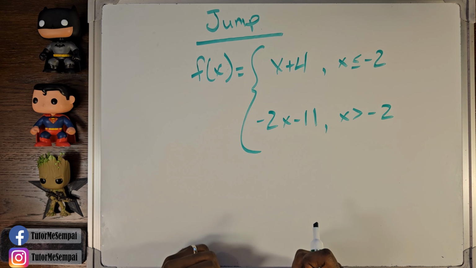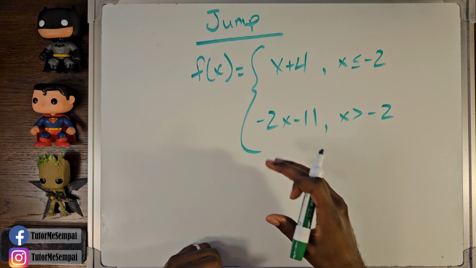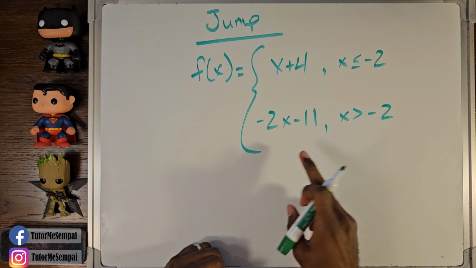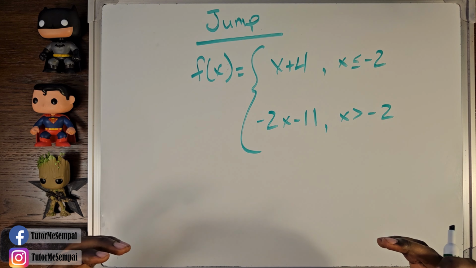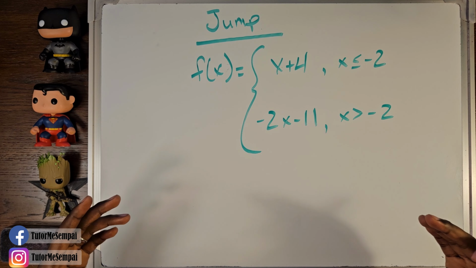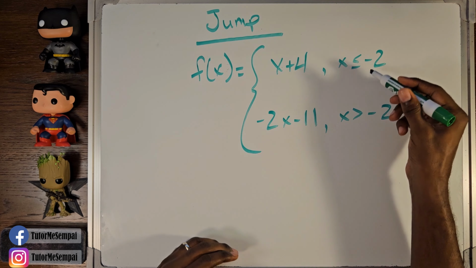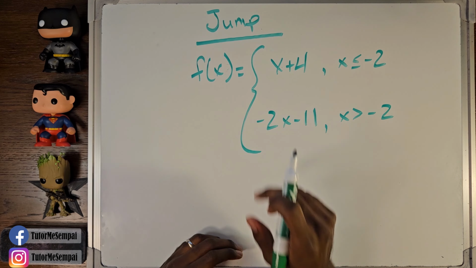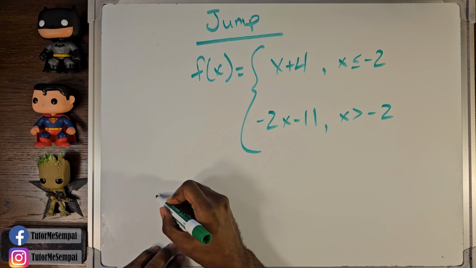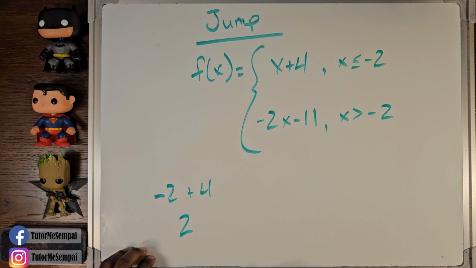So if you look at this right here, we have a function, however, it behaves like two different functions. We have x plus 4 and we have negative 2x minus 11. We have two different functions here. And if we're going to graph both of these, you'll notice that they don't meet at their intersection point of negative 2. So if we were to plug in negative 2 to the top, you'll see that we're going to have negative 2 plus 4, which gives us a positive 2.